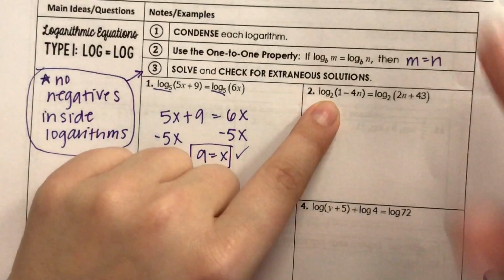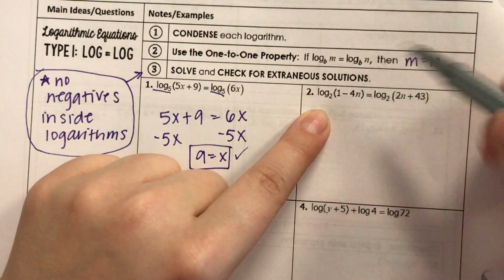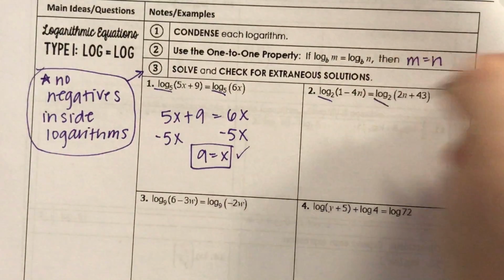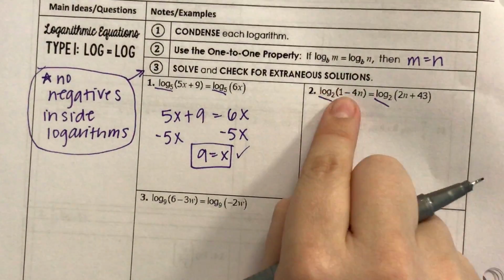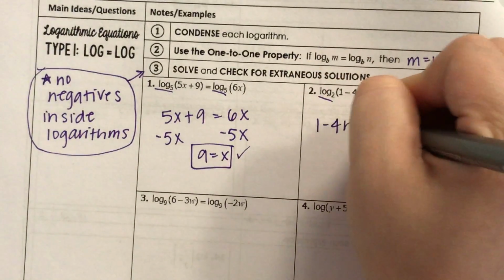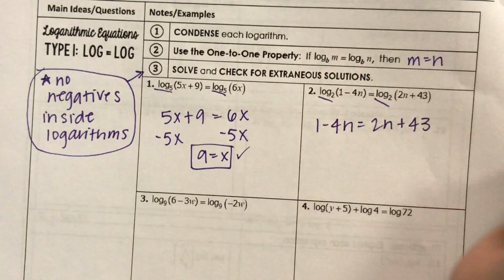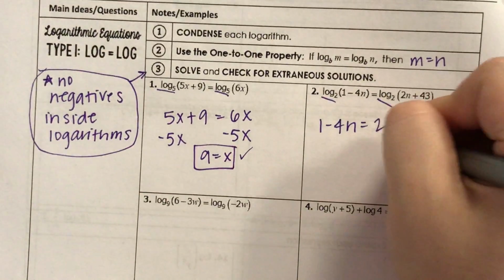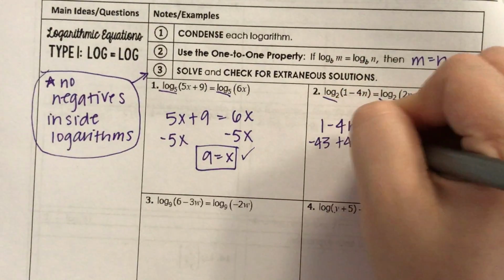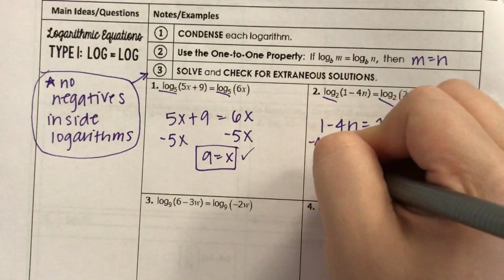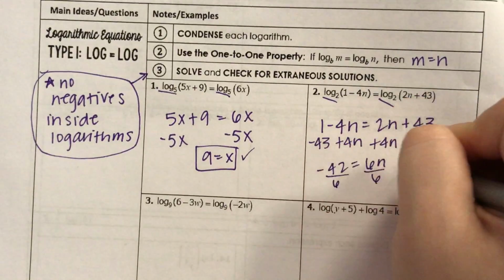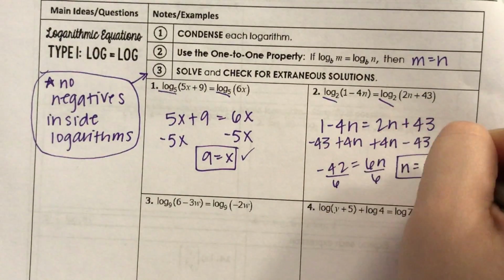Number 2, log base 2 of 1 minus 4n equals log base 2 of 2n plus 43. These two are the same, so again, all I have to do is set these equal to each other. 1 minus 4n equals 2n plus 43. I'm going to subtract 43 and add 4n, so I get negative 42 equals 6n. Divide by 6. n equals negative 7.